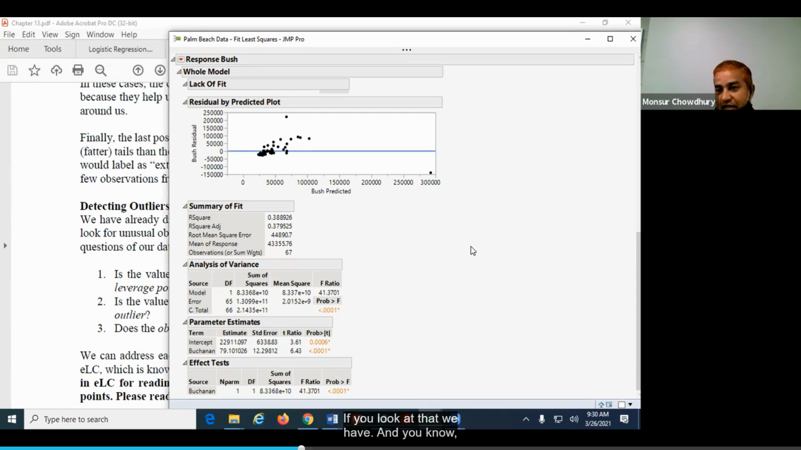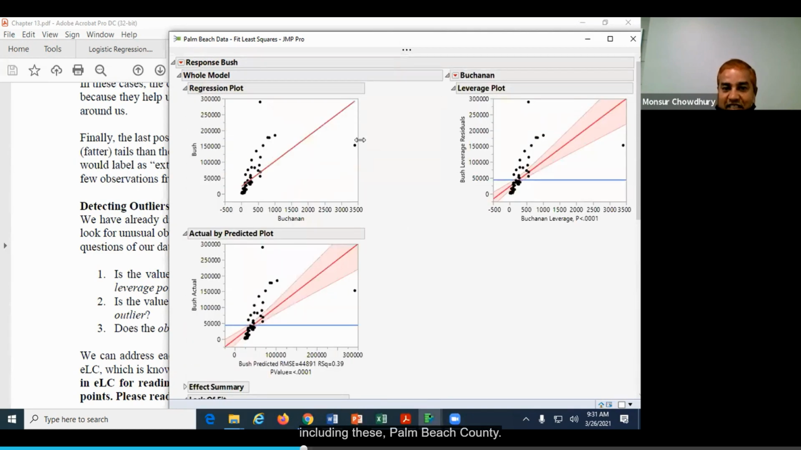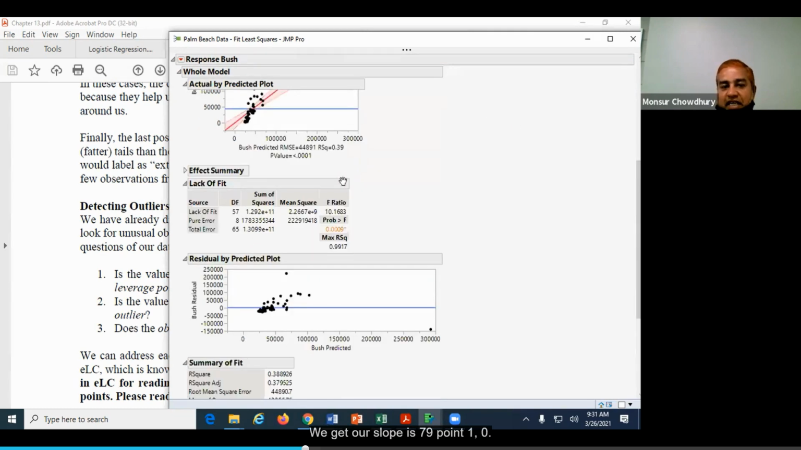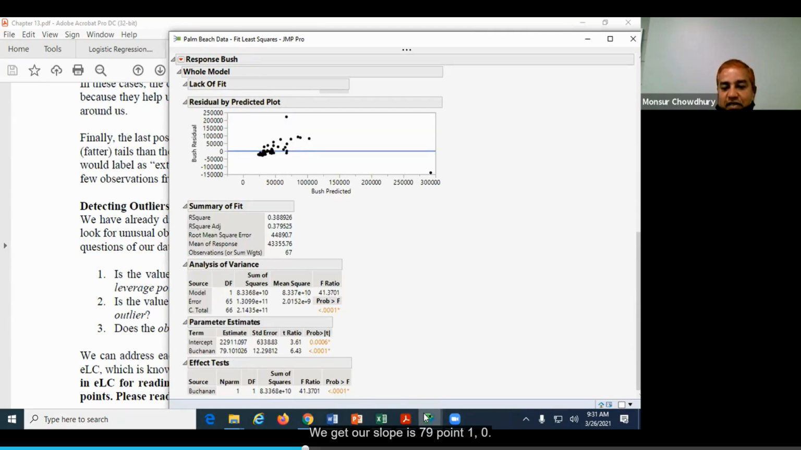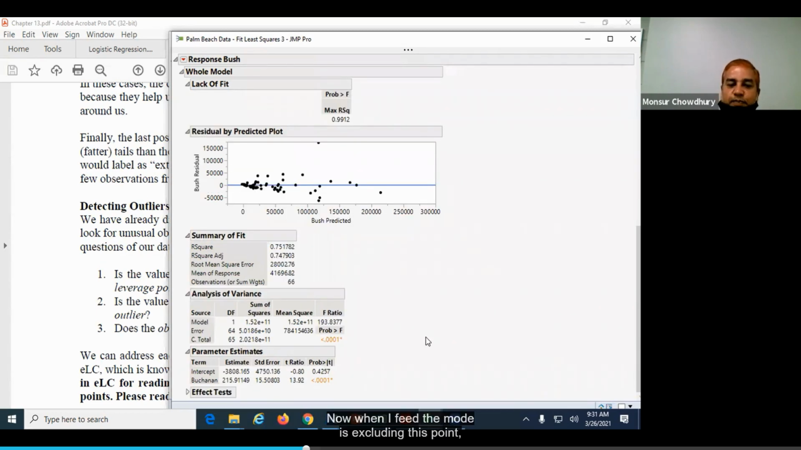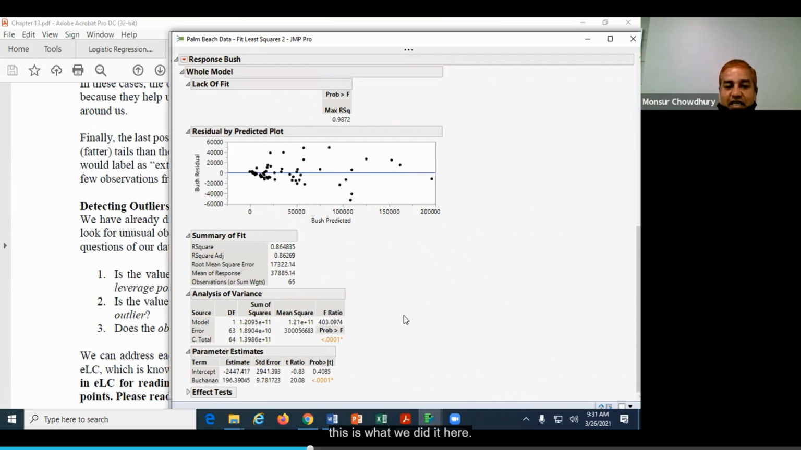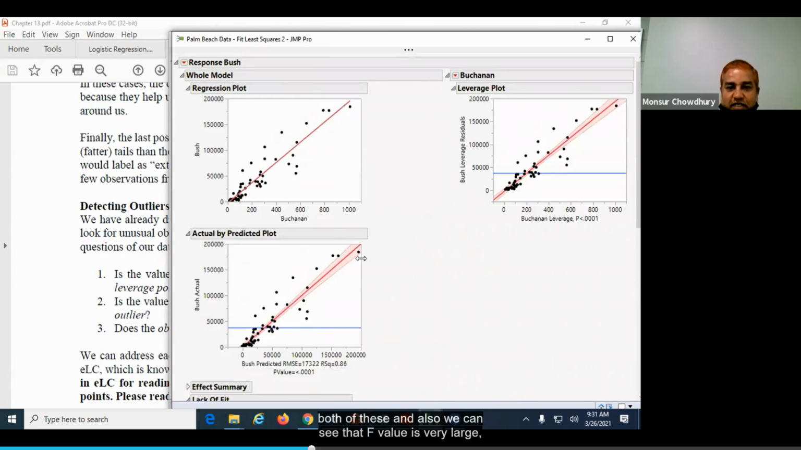Is that clear? And you know what the slope means. If you look at this, when we fit the model including Palm Beach County, which has the large x value, our slope is 79.10. Now when we fit the model excluding this point, you can see a dramatic change in the slope, and R square is higher, our F value is higher. Now when we remove both of these, which is what we did here, we can see that the slope changes definitely.